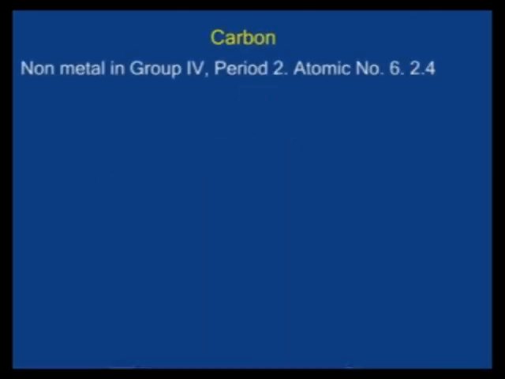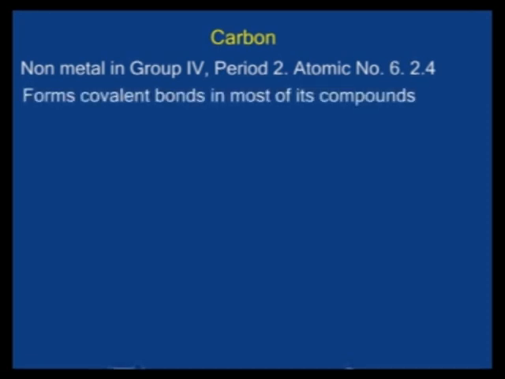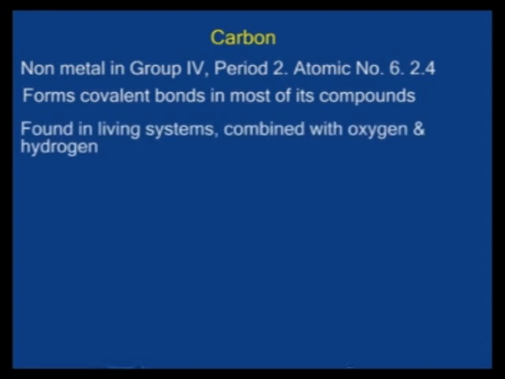Carbon is a nonmetal falling under group 4 with an atomic number of 6 and configuration of 2,4. It forms covalent bonds in most of its compounds. Carbon is found abundantly in living systems combined with hydrogen and oxygen. Carbon occurs in pure forms as graphite and diamond, and in impure forms such as amorphous carbon and many other compounds.